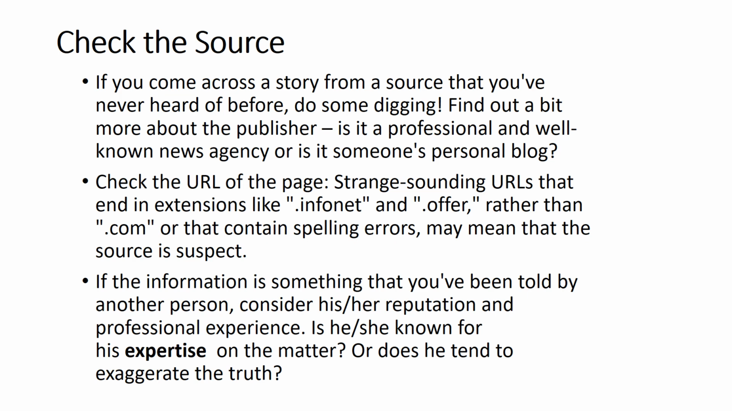Ways of checking the source of the story, if you're, for example, looking at a website, is to check the URL of the page. The URL is the actual web address that helps browsers find a site on the internet. There are strange sounding URLs that end in extensions like infonet and offer rather than com, or that contain spelling errors. That may mean that the source is suspect.